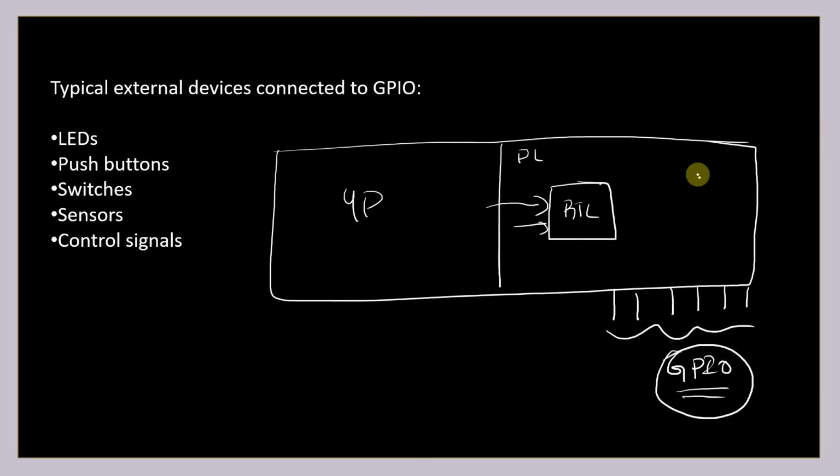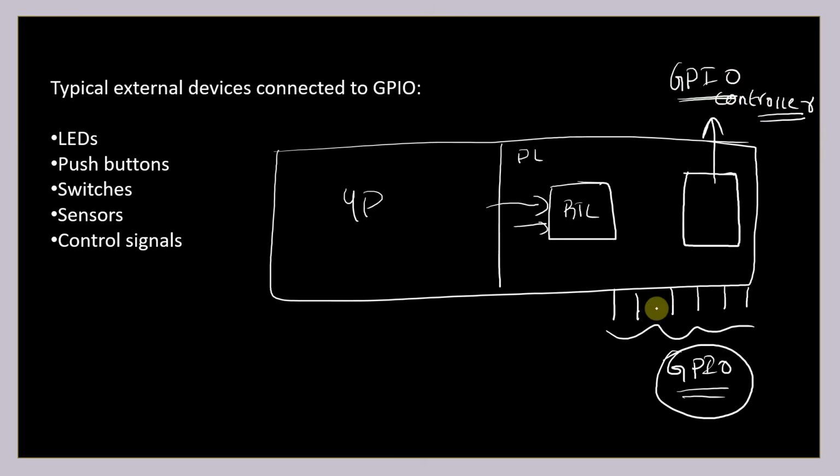Okay. So we are going to have something known as a GPIO controller. We are going to have one more particular design, which is nothing but the GPIO controller. This GPIO controller is going to control your GPIO pins. I'm not going to care about the connections and how many pins we are going to have. That is not our discussion.